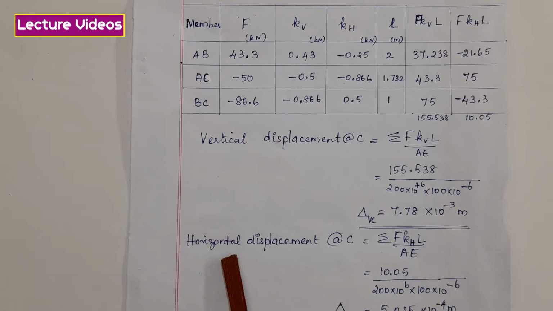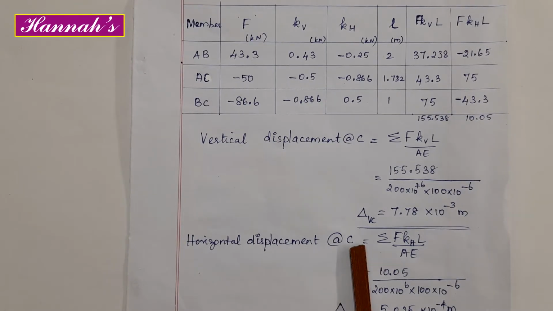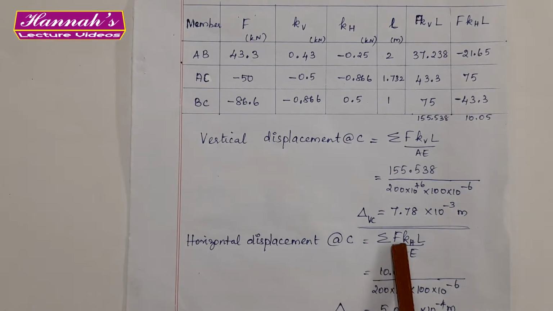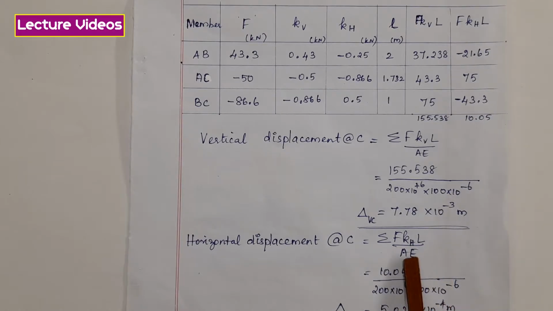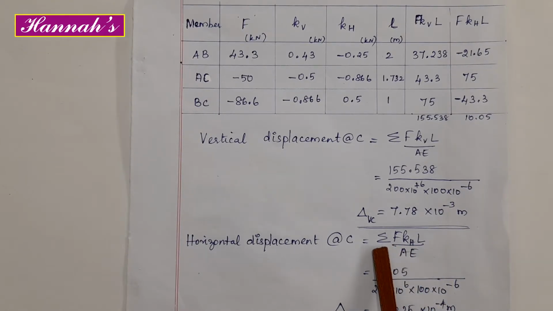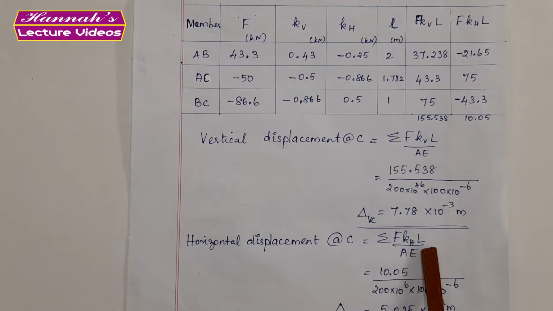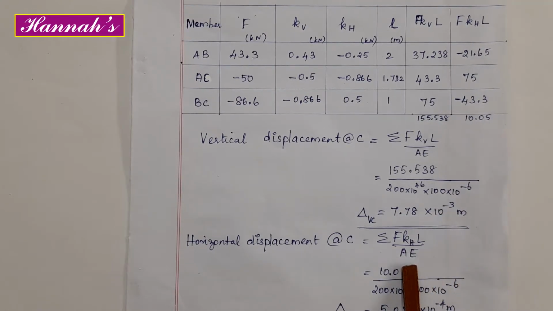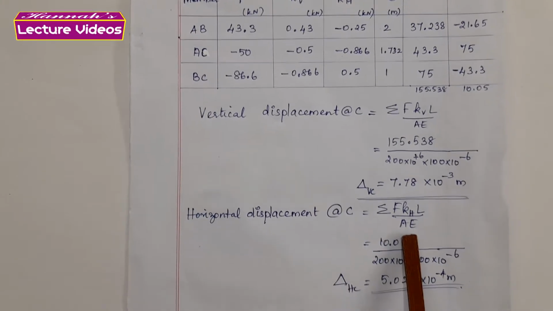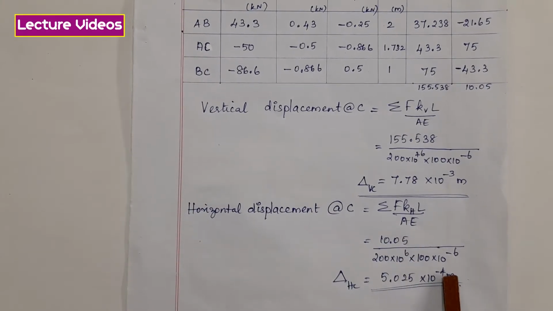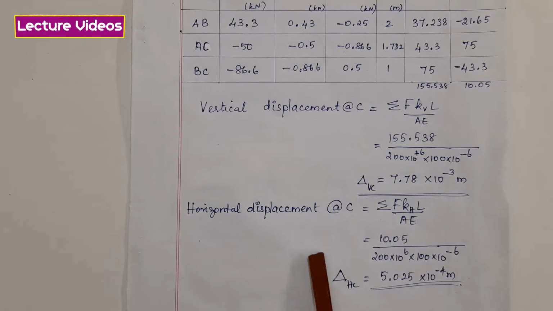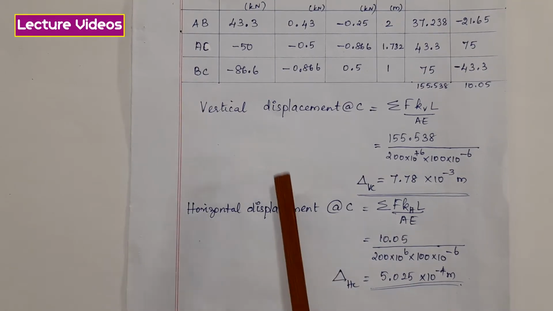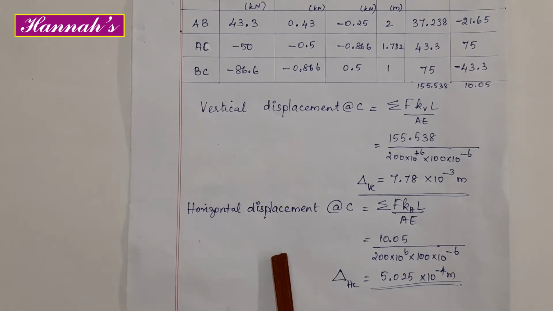In the same way, horizontal displacement at C can be calculated as summation of F, KH, L by AE. Summation of F, KH and L can be directly got from this tabulation. Since A and E are same for all the members, at the end I have just put one substitution to get the horizontal deflection. So these are the steps involved in the calculation of deflection, either horizontal or vertical.